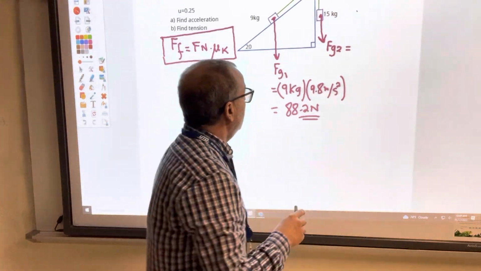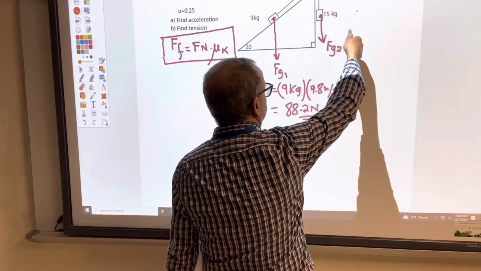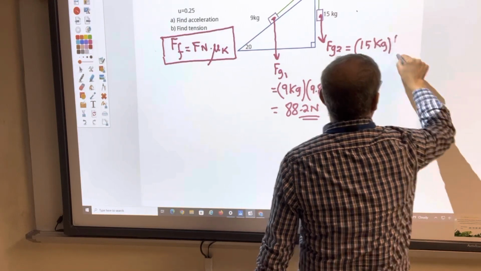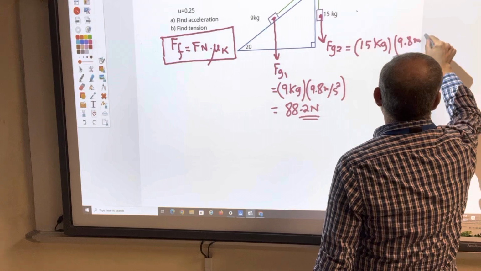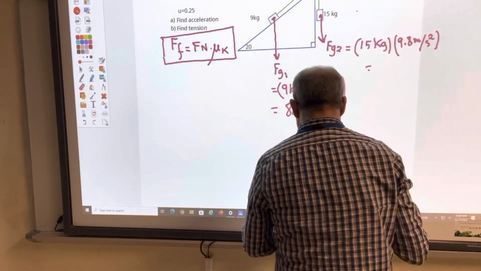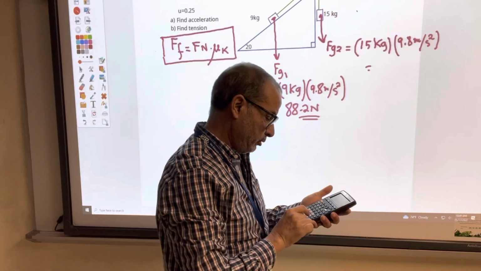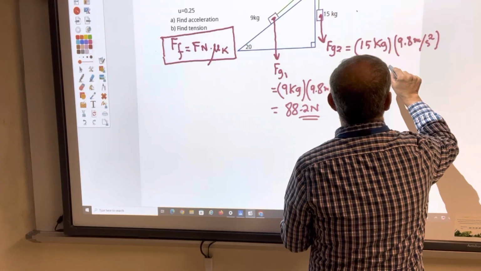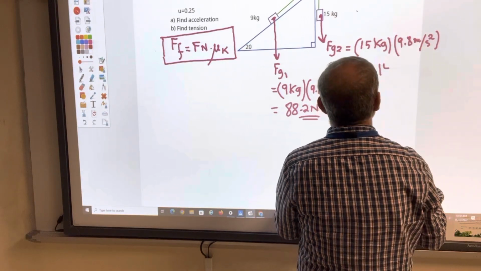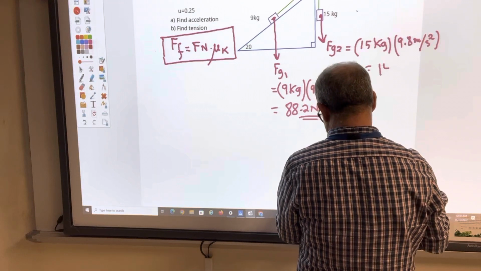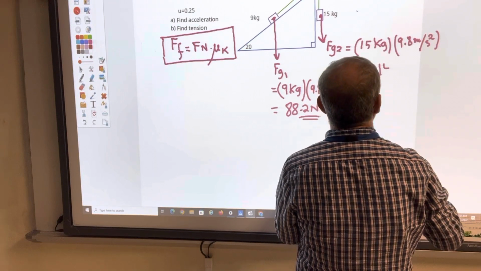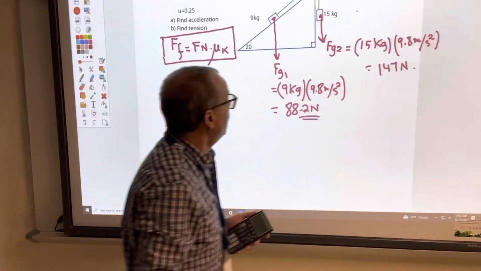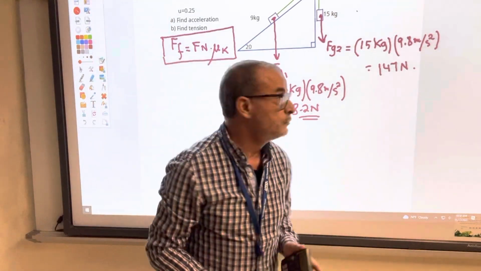All right. Fg2 is going to be the 15 kilograms times 9.8 meters per second squared. So 15 times 9.8, and that's going to be 147. No, hold on a second. What did I do? 15 times 9.8. Yeah, 147, and that's newtons.